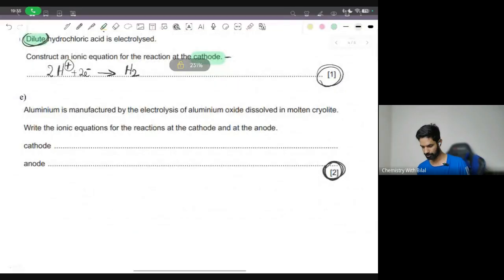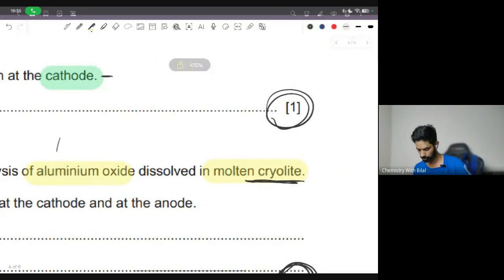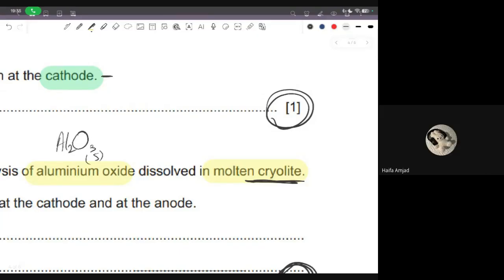Aluminum is manufactured by the electrolysis of aluminum oxide dissolved in cryolite. Why do we use cryolite? I told you in the last class. What is the role of cryolite and why do you dissolve aluminum oxide in it? Anyone in the class? What is the role of cryolite? I told you aluminum oxide is a high... Yes, it reduces the melting point of aluminium oxide.